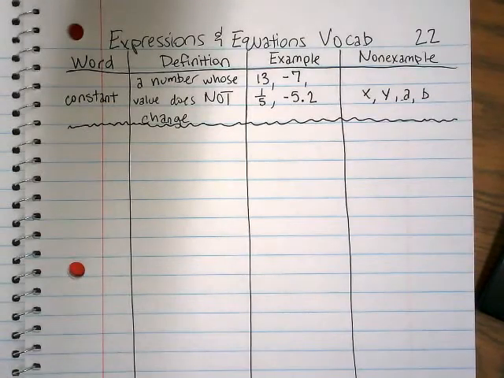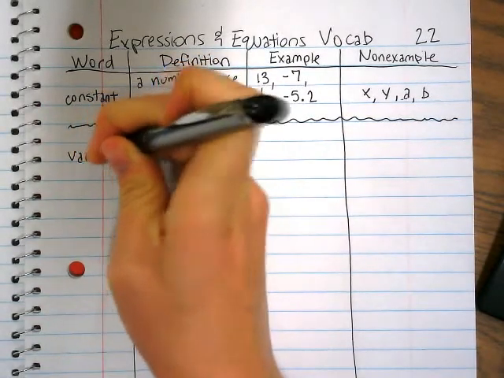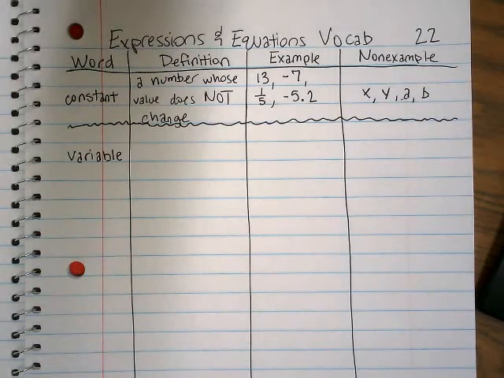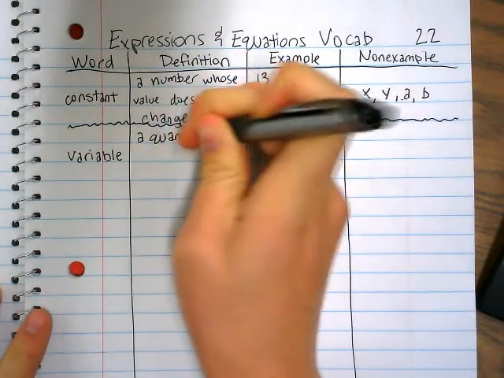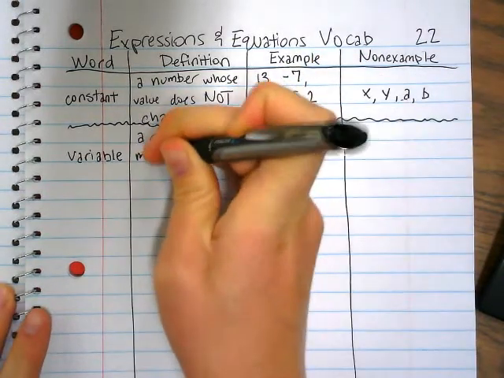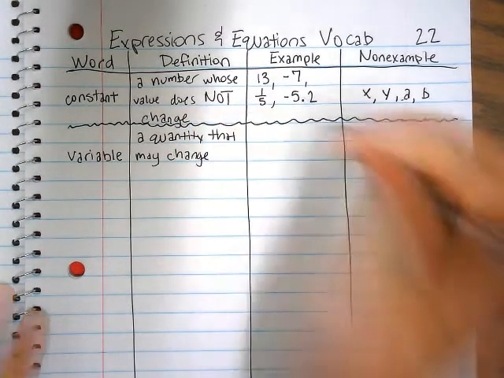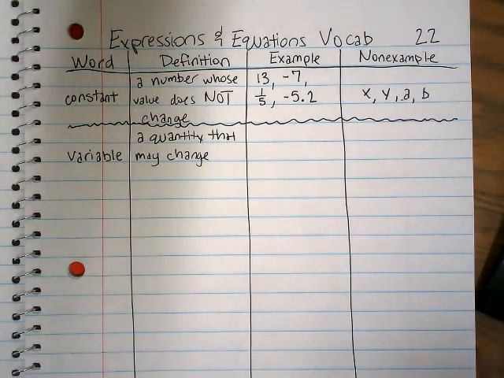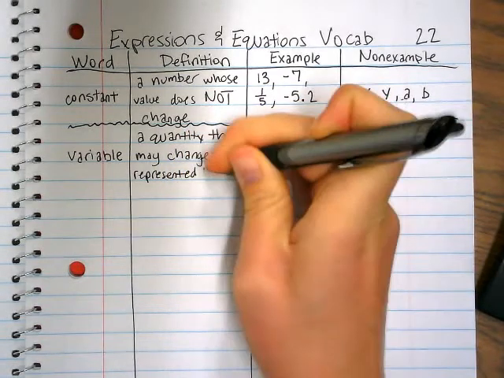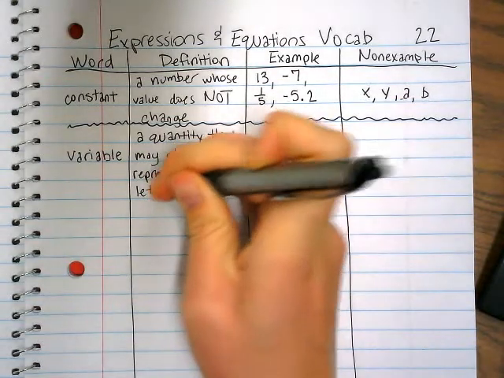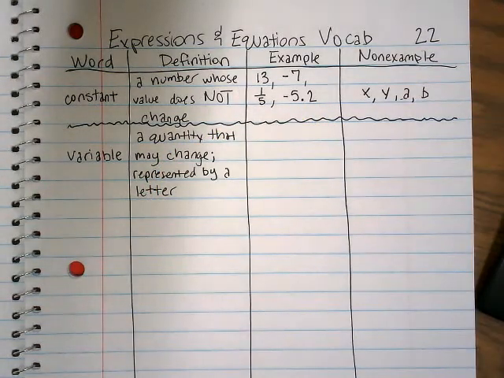The second word is variable, which I mentioned just a moment ago. You might have heard of the word variable before, either in math or in science also. In science, you hear a lot about independent variables or dependent variables. In math, a variable is a quantity that may change. So it's kind of like the opposite of a constant. A constant cannot change. A variable, it's a quantity that may change. And in math, it's represented by a letter. That's why we're using letters in math, to represent quantities that might change.